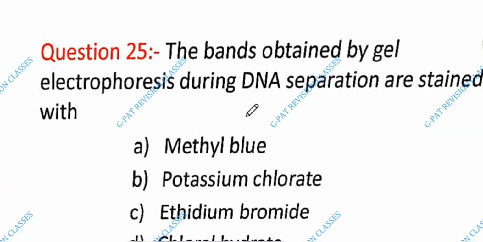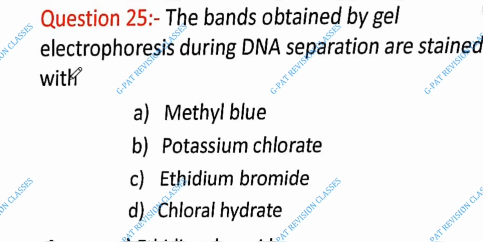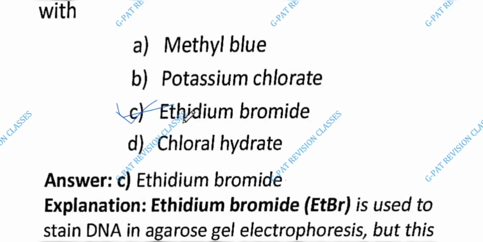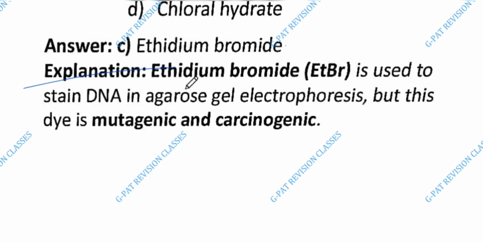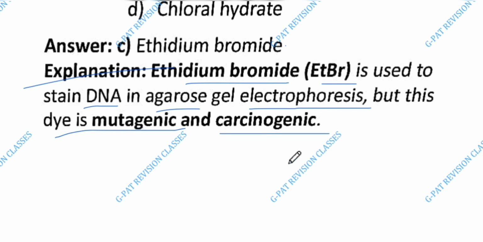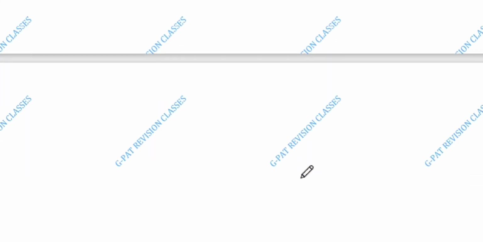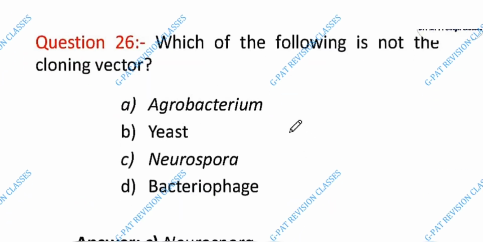Next is question number 25. The band obtained by gel electrophoresis during separation is stained by? C, ethidium bromide. Okay. Explanation is: ethidium bromide, short form EtBr, is used to stain DNA in agarose gel electrophoresis, but this dye is mutagenic and carcinogenic. Okay, answer is C.